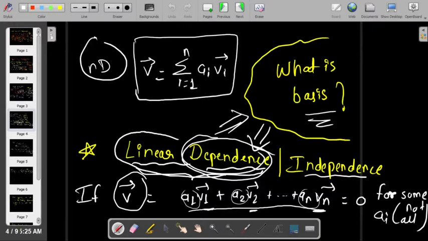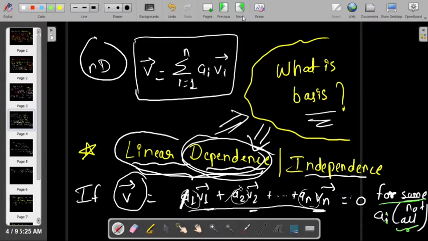So if this linear combination of n vectors v1, v2 up till vn is 0, obviously it will be 0 in the trivial case if a1, a2, all are 0. But if it is 0 for some ai, not all, please mind that here I have written for some a, not all, then we can say that our vectors v1, v2 up till vn are linearly dependent.